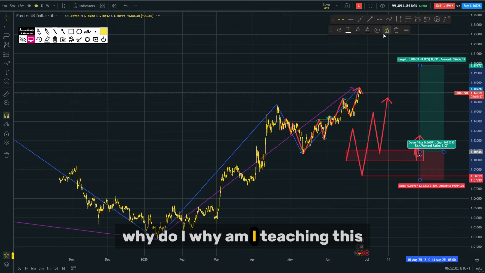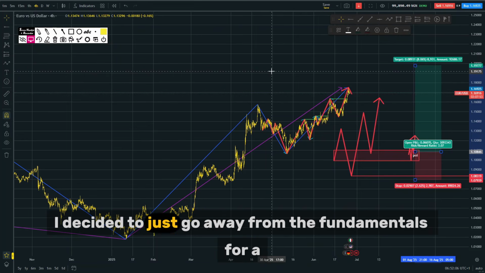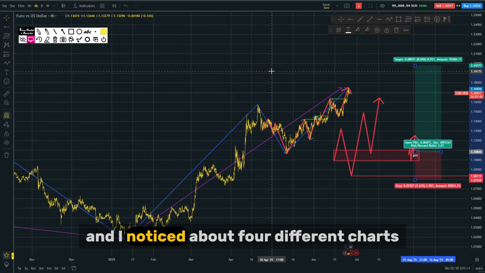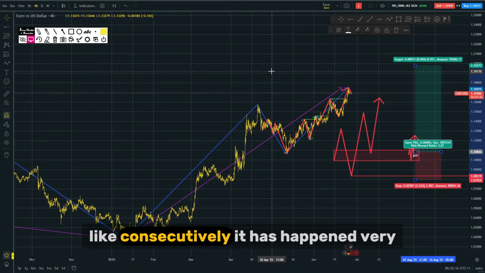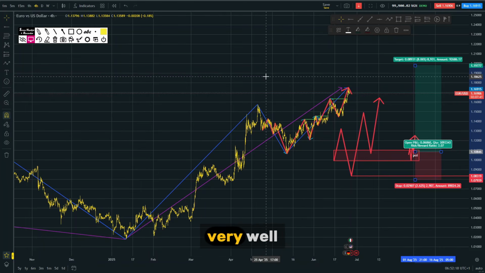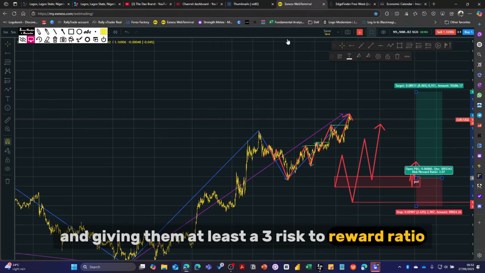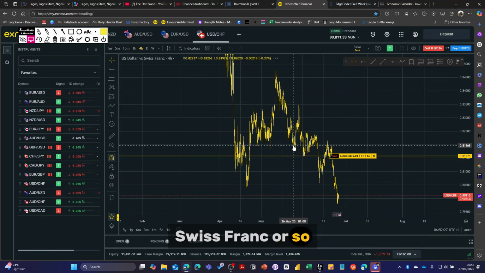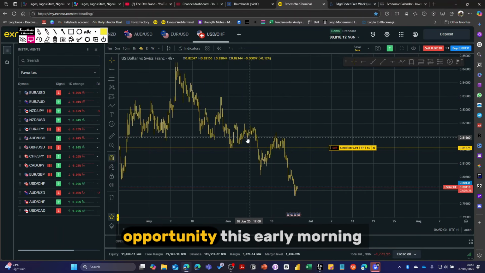Why am I teaching this? I was looking at the charts this morning, just picking up random markets. I decided to just go away from the fundamentals for a while and look at every other chart I can see. And I noticed about 4 different charts where this has happened consecutively. It has happened very, very well, giving at least a 3 to 1 risk to reward. I think there was one I saw this morning. Was it USD Swiss franc or so? I can't remember exactly where I saw that opportunity this early morning.